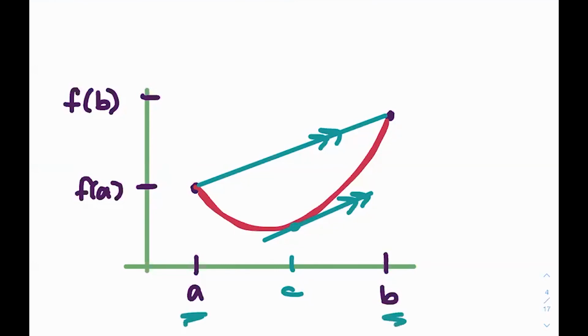Somewhere between A and B, there exists a point C such that the slope of the tangent line at C is equal to the slope of the secant line between A and B.